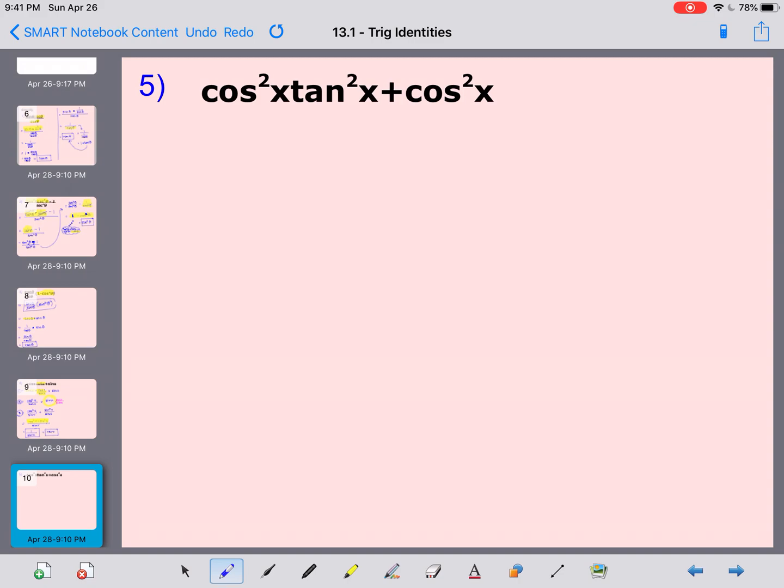I'm actually going to show you 2 different ways to do this question because I think the skills in each way are good skills to have for future problems. So on the first way that I'm going to do this, I'm going to change everything to sines and cosines like we've been doing. So I'm going to take this tangent squared x, and I'm going to change it to sine squared x over cosine squared x. I'm going to put it in parentheses to help me, plus cosine squared x.